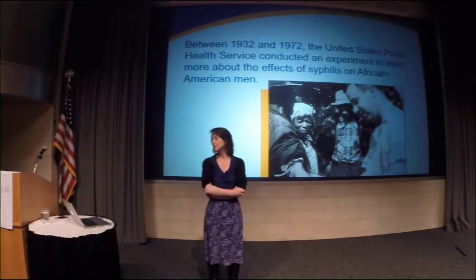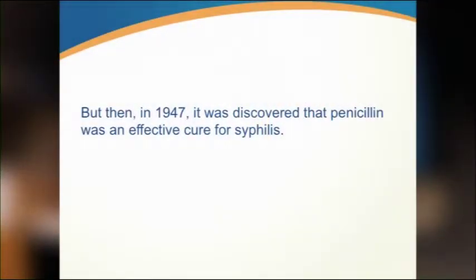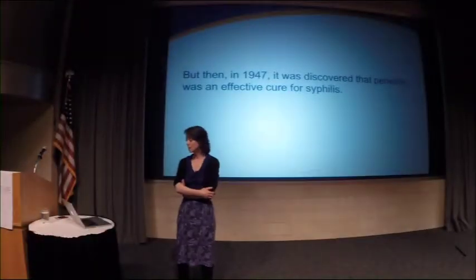And at the time that this study was started, it was not a bad study. It was well-intentioned. There was no treatment for syphilis. So the scientists were trying to study it so they could learn more about the effects so they could develop a cure. Unfortunately, in 1947, it was discovered that penicillin was an effective cure for syphilis. And the scientists didn't want to disrupt their study or the funding that they were receiving. They continued their study. They did not tell the men there was a cure.